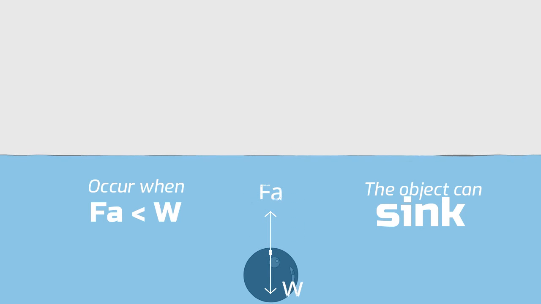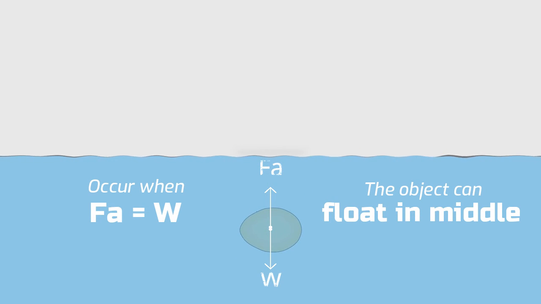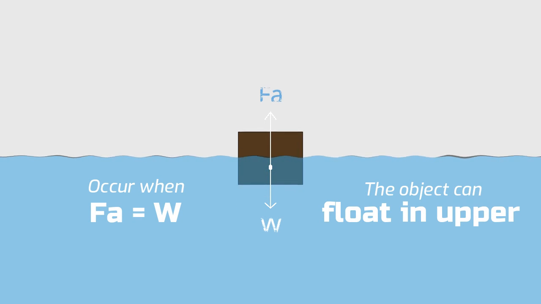In the process of sinking, Archimedes' force is smaller than the weight of the object, so the object goes to the bottom. Floating in the middle occurs when Archimedes' force is equal to the weight of the object. And floating on the upper side occurs when the Archimedes force is equal to the weight of the object too. But in this process, the Archimedes force must be bigger than the weight of the object, so the object can move into the upper side of the water.